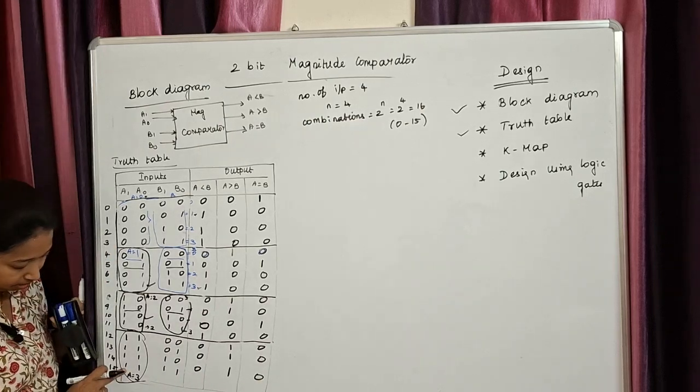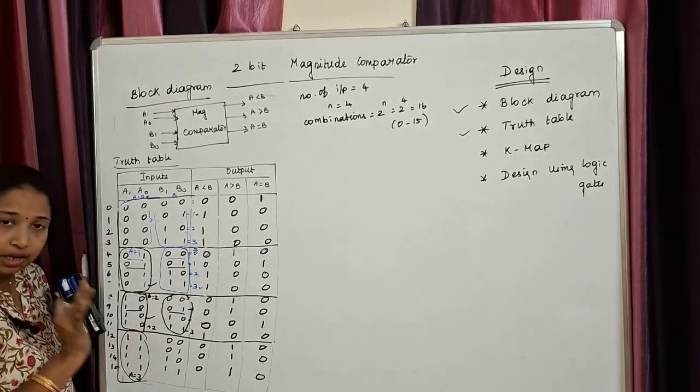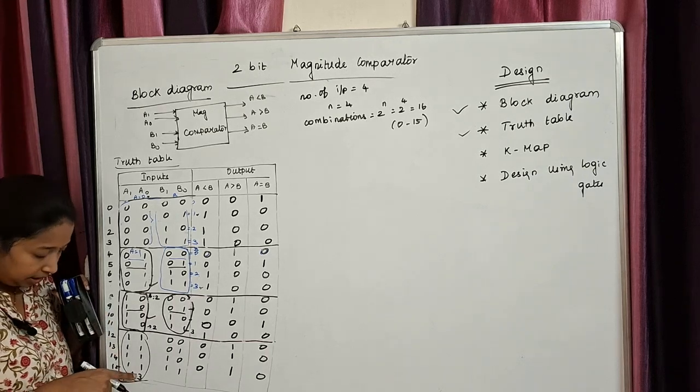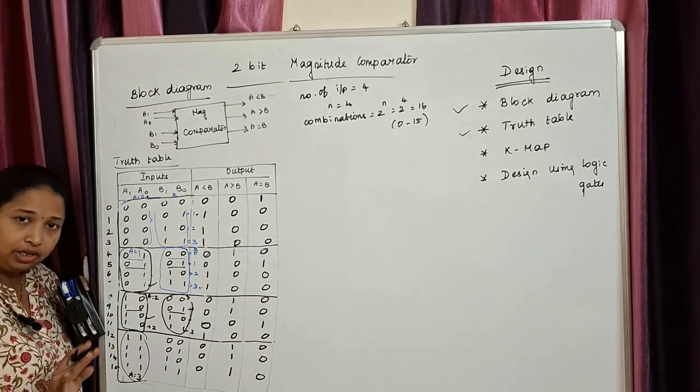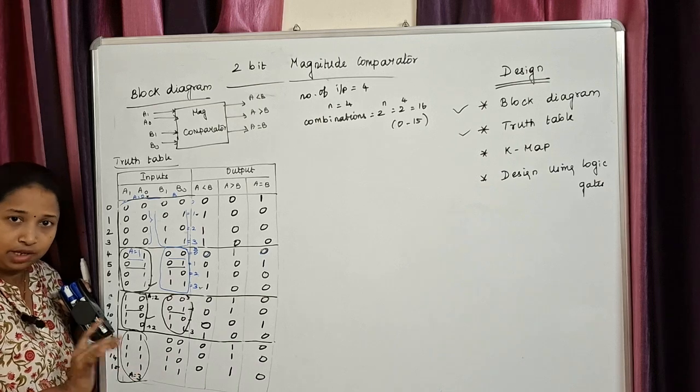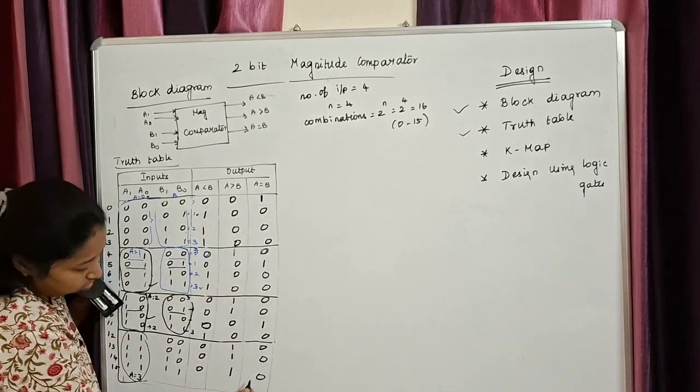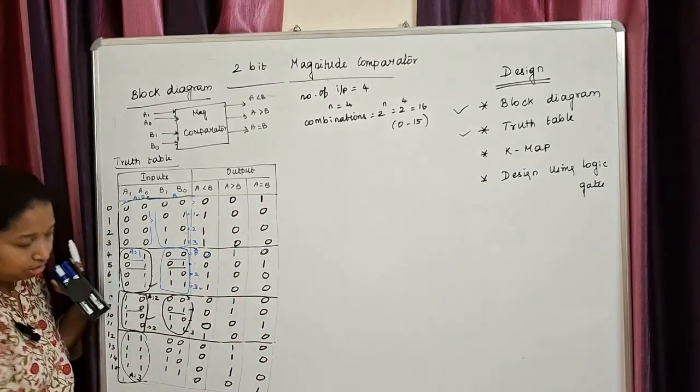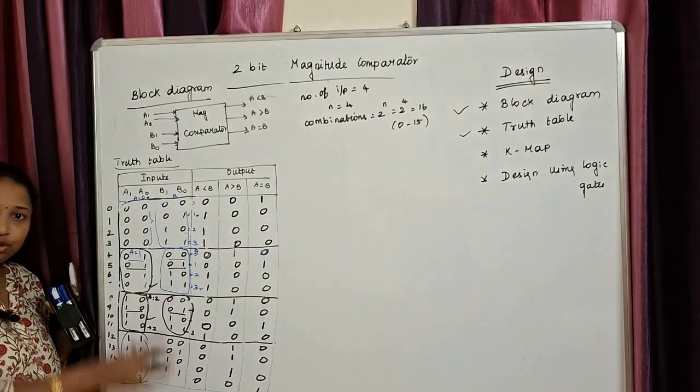Now, for the last combination, here again it is 1, 1, here again it is 1, 1. What does it mean? Here again the equivalent decimal is number 3, here again equivalent decimal is number 3, which means A is equal to B. So, wherever A is equal to B, put a 1 and for the other conditions, you will put a 0. Clear how to draw the truth table?